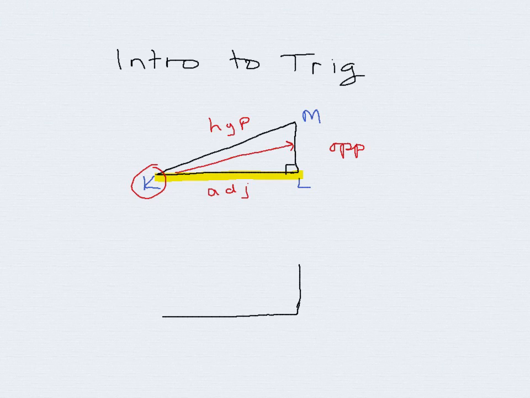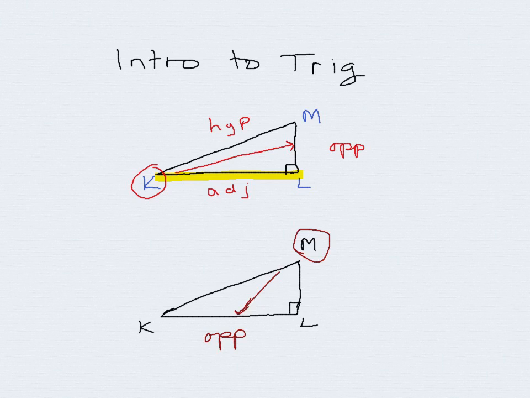I'm going to redraw it so I don't mess it up. So angle M at the top, the right angle is still at L, and the angle K is at the bottom. So now I'm going to circle angle M. I'm going to change the perspective. Therefore, with respect to angle M, the side that's across from angle M is now going to be the opposite.